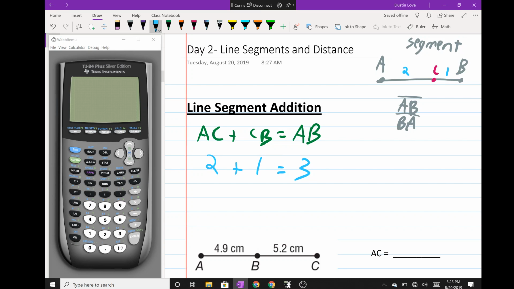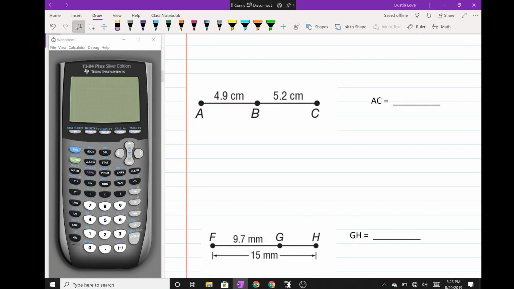So, let's go down here and do our first example, which I had you guys circle on your sheet before we started. We want to find the distance from A to C. So, all we're going to do is 4.9 plus 5.2. And help me out. What's 4.9 plus 5.2? 10.1. My calculator doesn't want to turn on over here. Ah, there it goes. All right, 10.1. Easy enough.